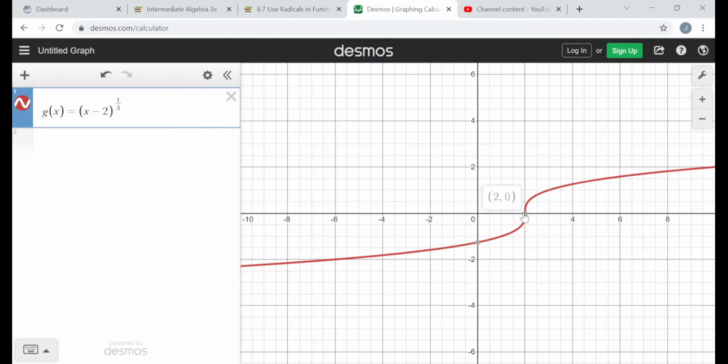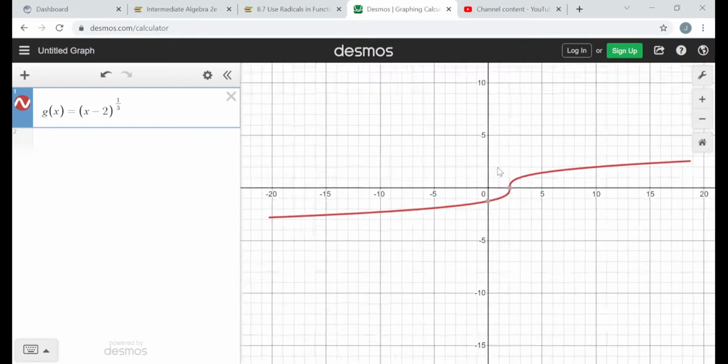You see 2, 0. Now 0, cube root of negative 2, negative 1.26. But it's got all the points that we had, 3, 1, right? 3, 1 said would be on there. 1, negative 1. Right, 1, negative 1. All the points that I said would be on there on my hand drawing are on there.